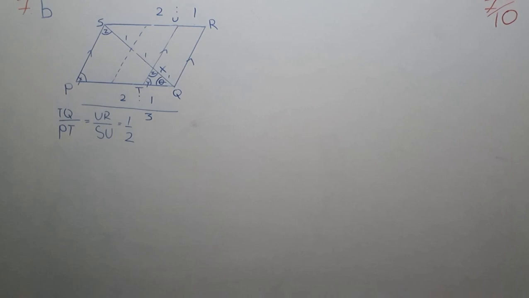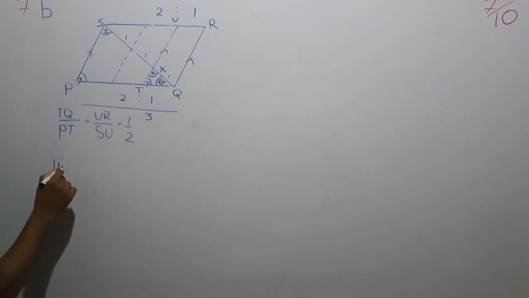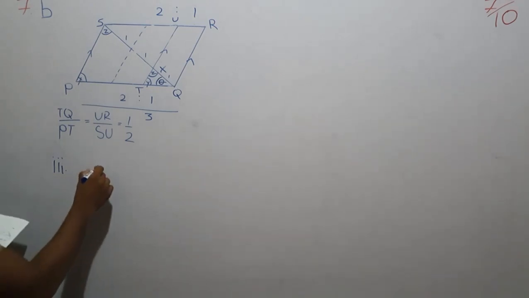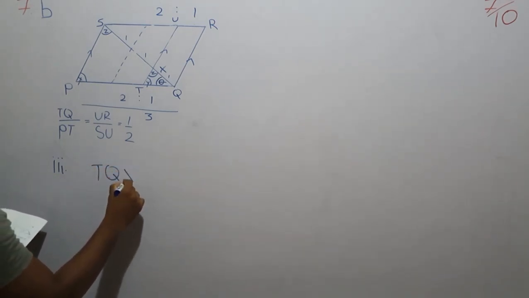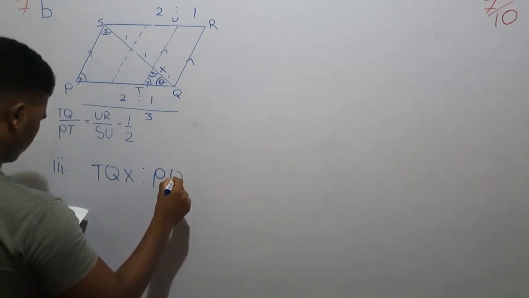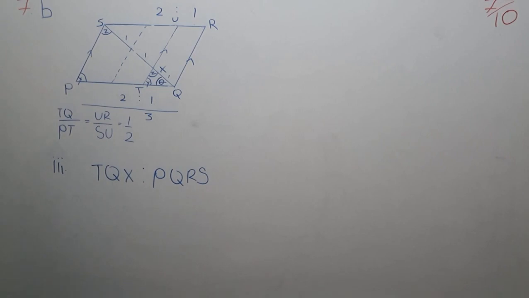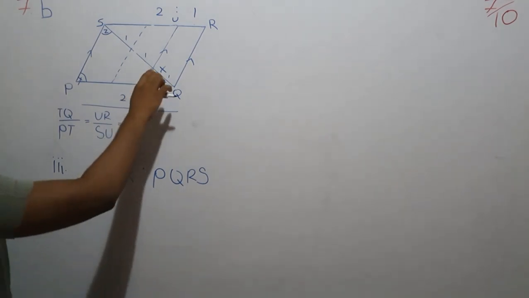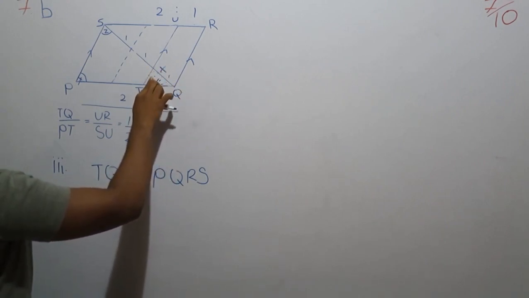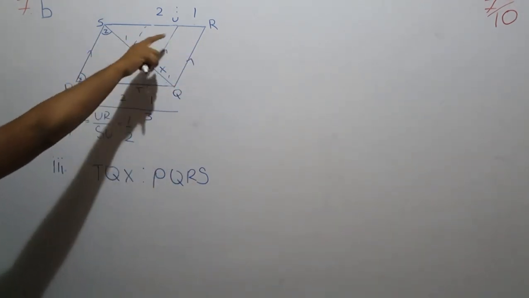So 7th question, part B, Roman numeral 3. Now find the ratio of area of triangle TQX to parallelogram PQRS. Best thing is to get the ratio and square it. So TQX is the small triangle, this small triangle, and PQRS is the big parallelogram.